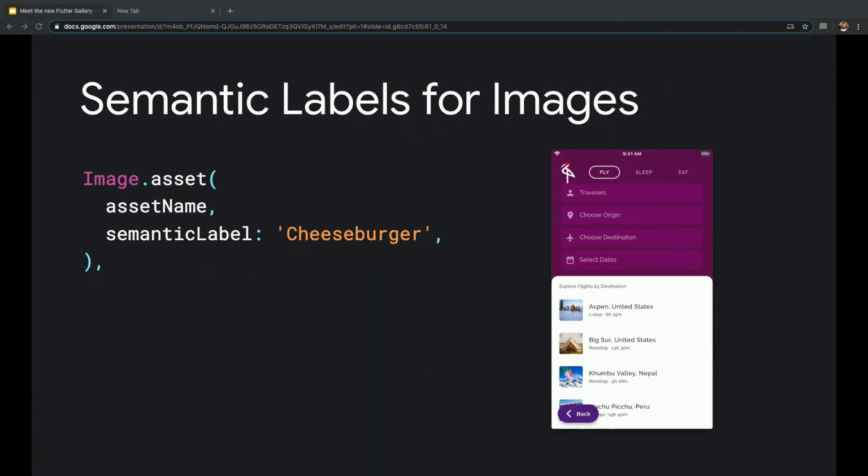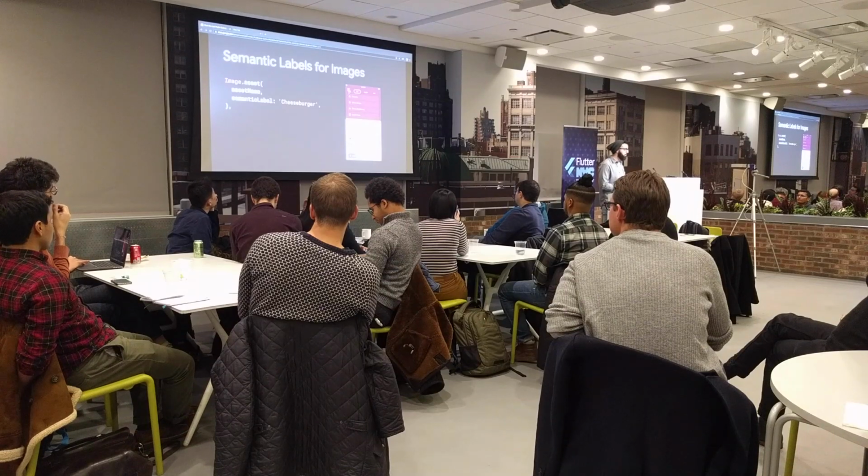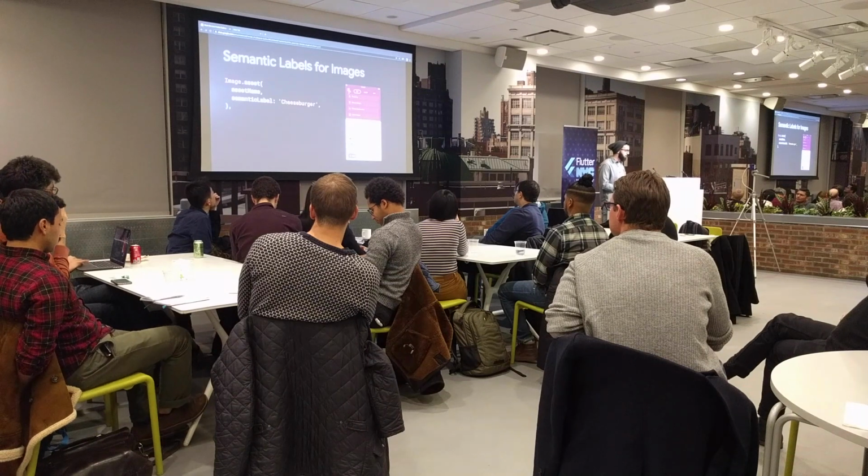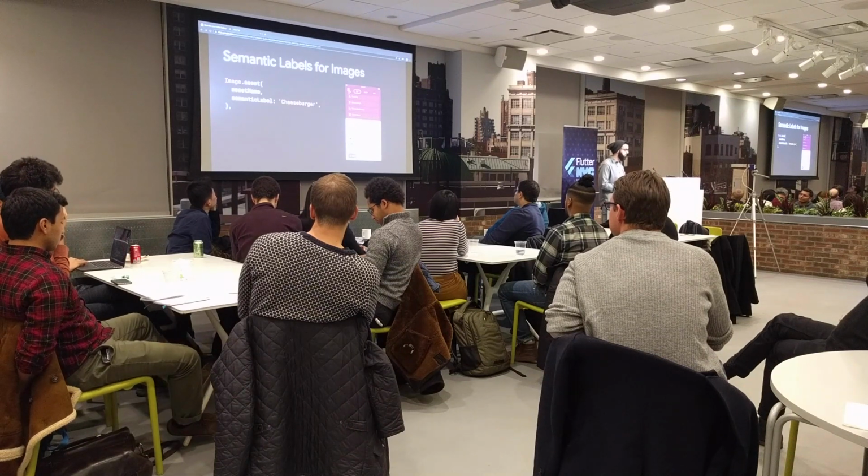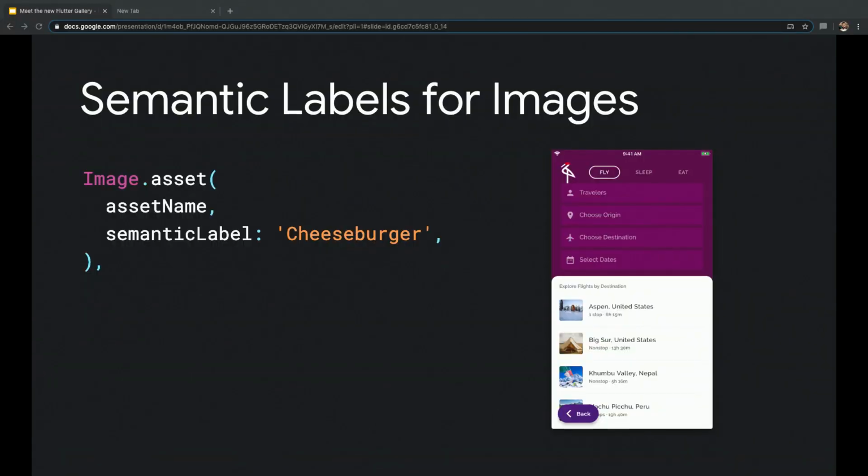Conversely, you may actually want semantic labels on your images. So all you do is set the semanticLabel property to whatever string you'd like, and then that image will be read out loud by the screen reader. In this example, you can see those little images next to each location. You may want to describe those images so that the users know what they are scrolling through.